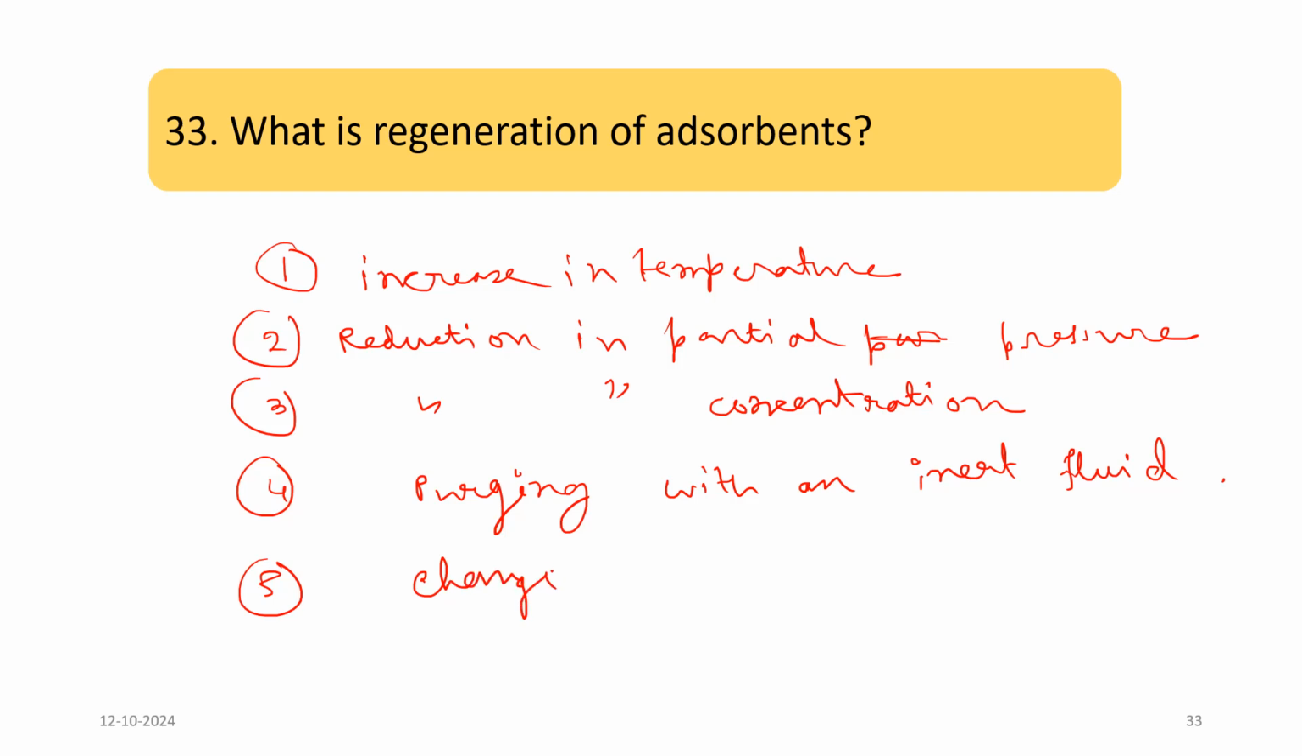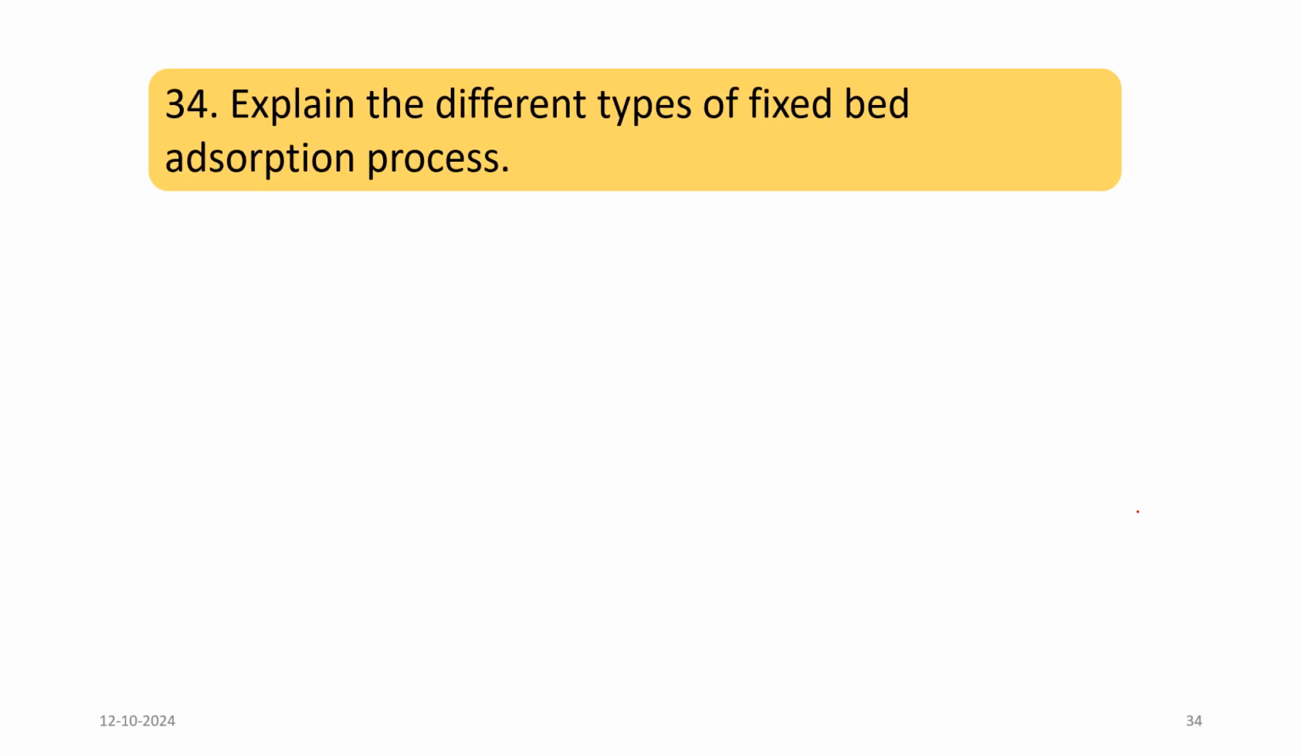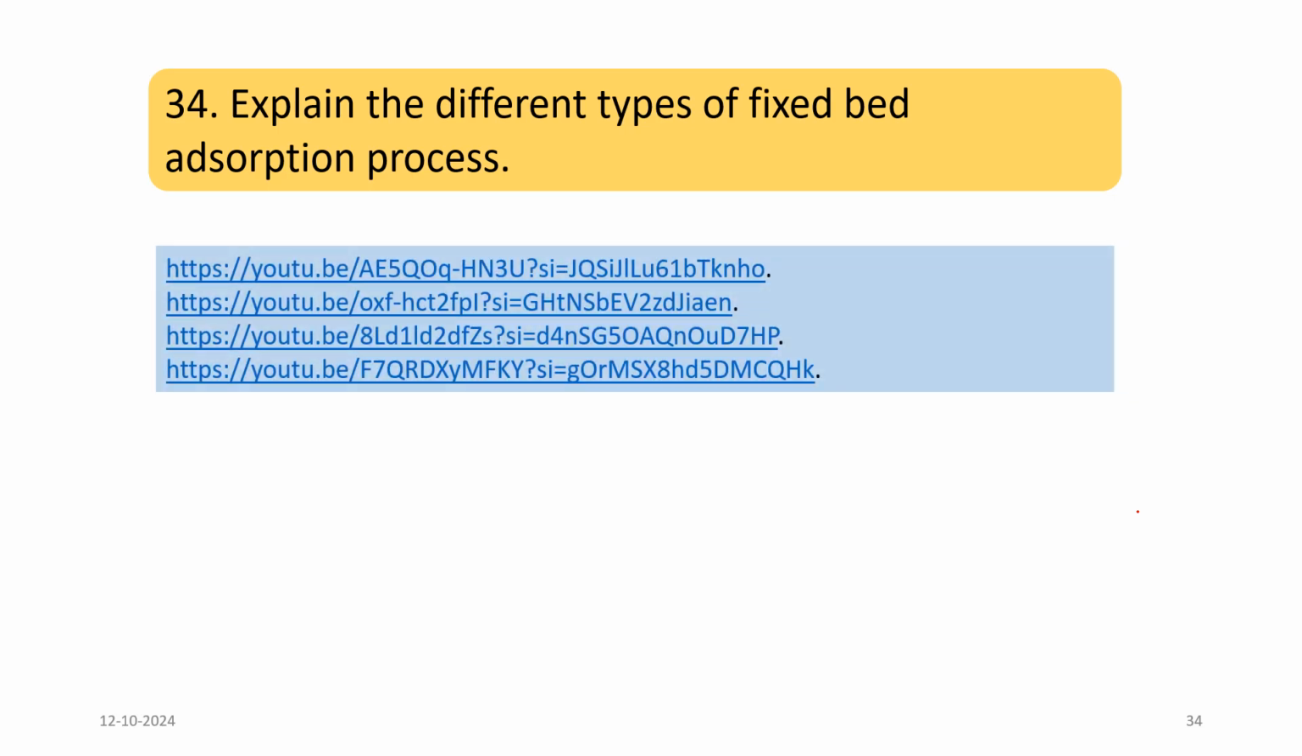Okay. Next, explain the types of fixed bed adsorption processes. So there are almost 5. Pressure swing adsorption, PSA, temperature swing adsorption, inert purge swing regeneration, vacuum swing adsorption, displacement purge adsorption. Okay, some of the videos I will show.